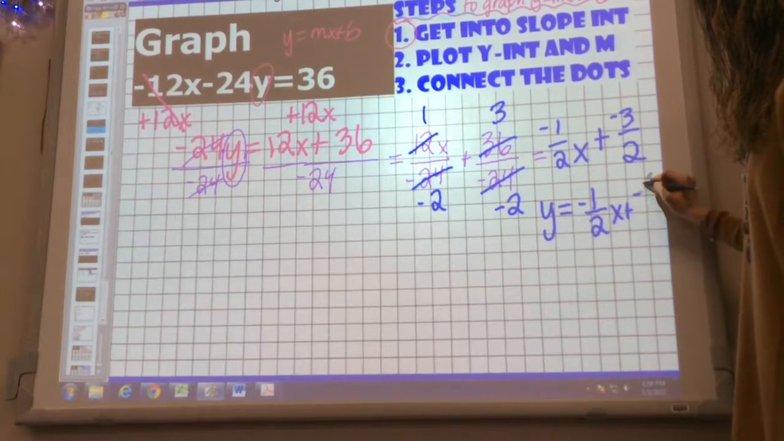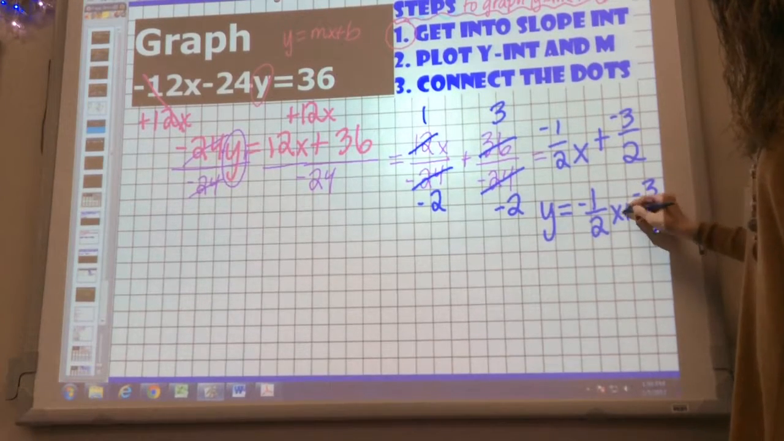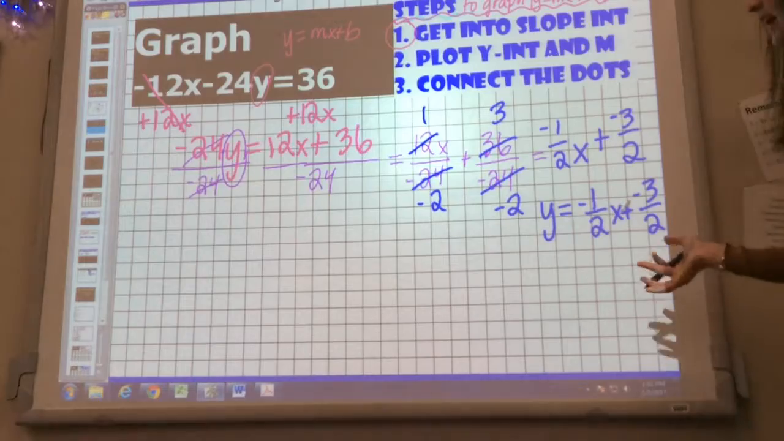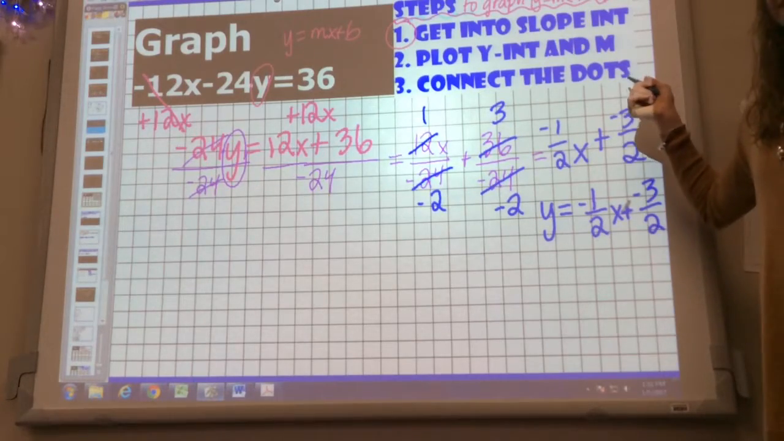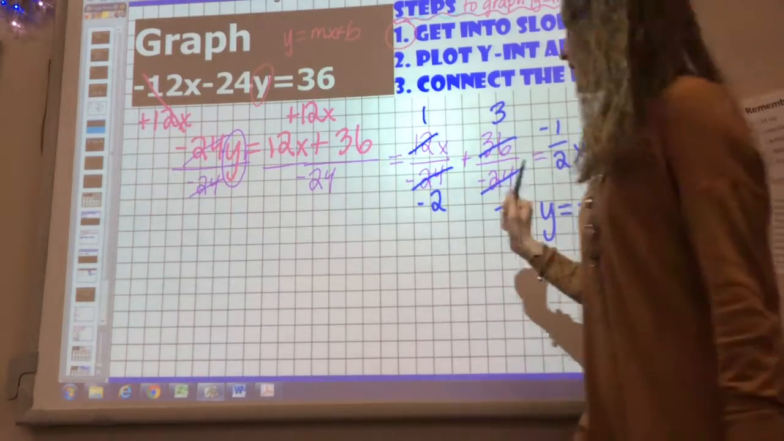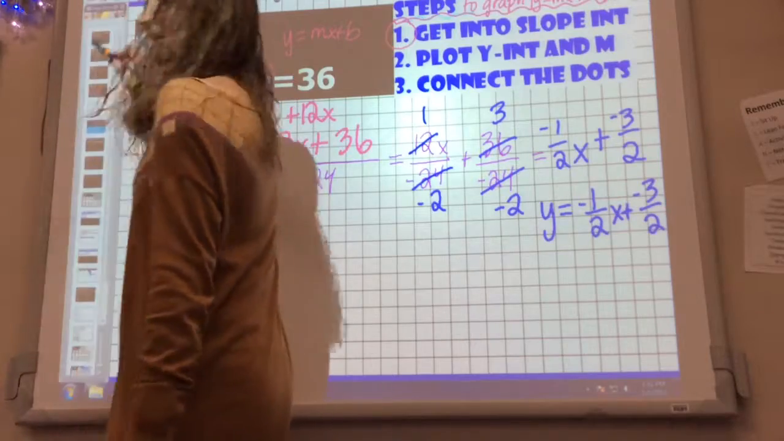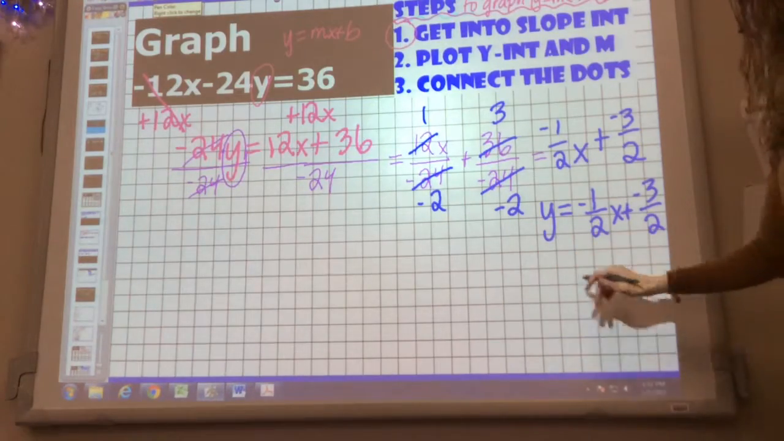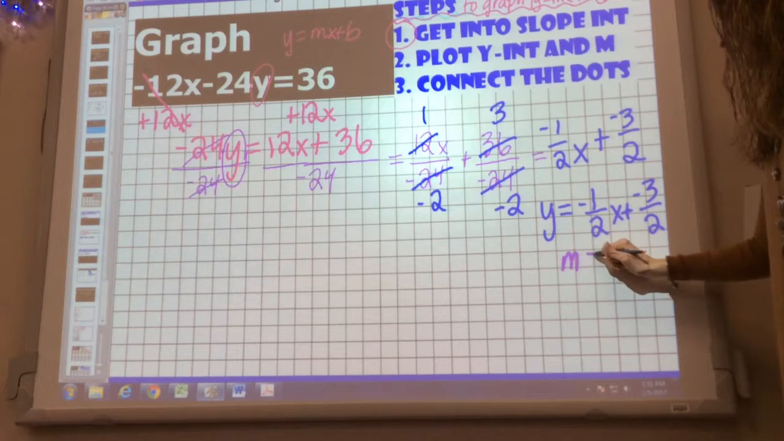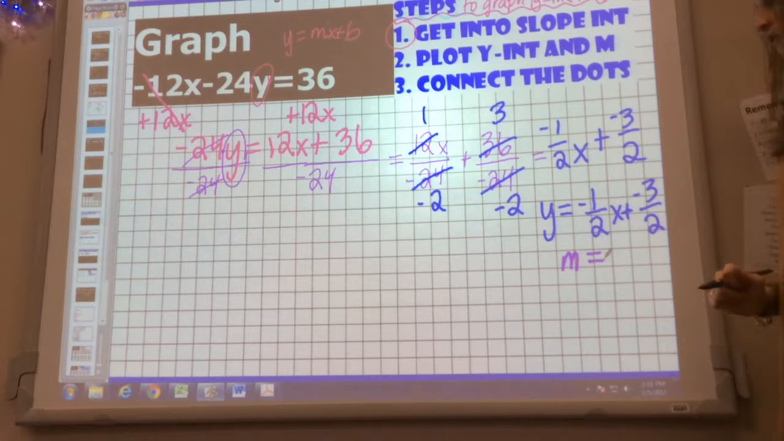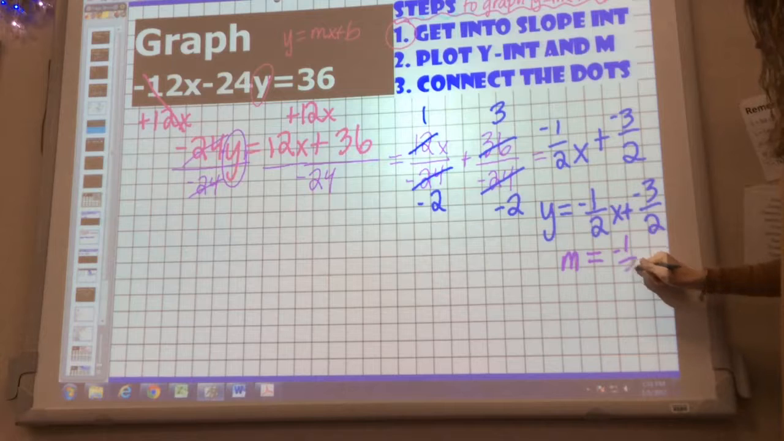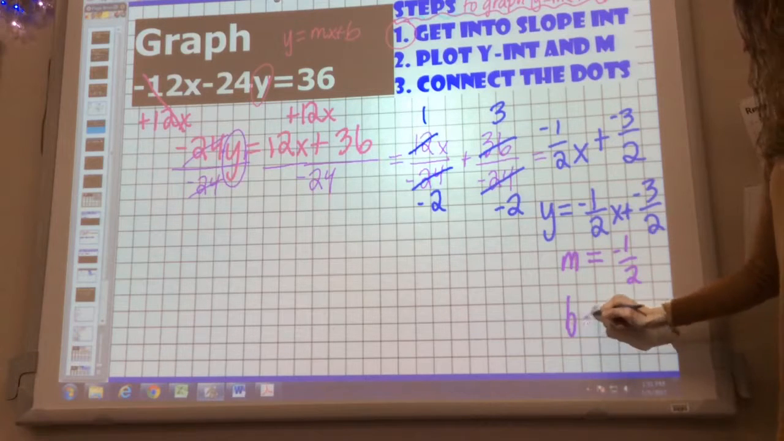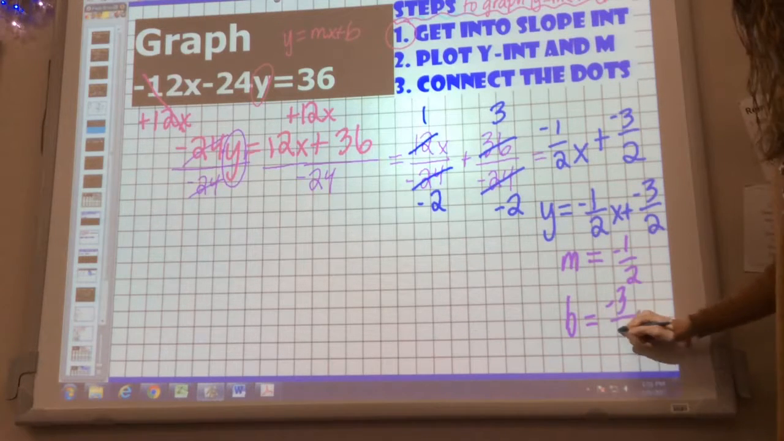Okay. Then, here's my question. What's our next step? Are we done with our first step? Is this in slope-intercept form? Yes, it is. So then, here's my question. What's your slope? Negative 1 over 2. Great job. What's your y-intercept? Negative 3 over 2. Okay.